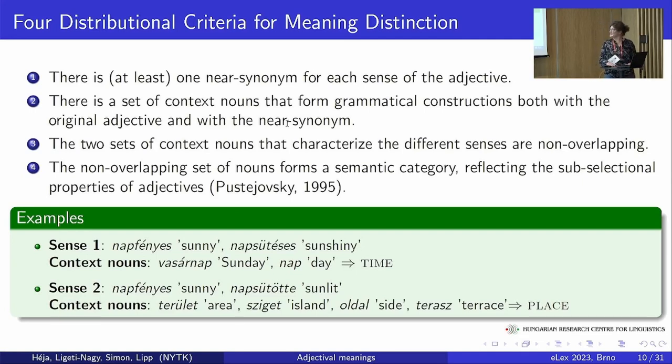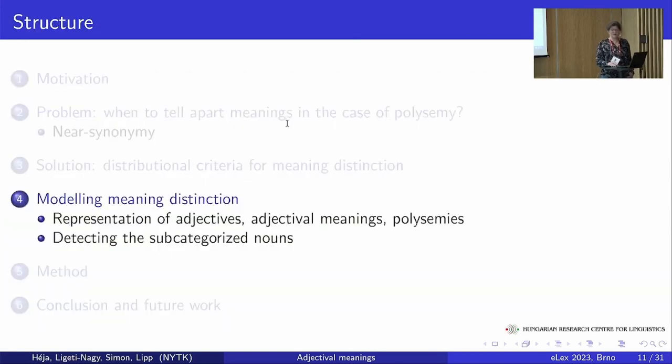The context nouns in the first sense refer to time expressions, that is Sunday and day. And the context nouns for the second sense, like area, island, side, and terrace, refer to places. So we have two semantic fields with different nouns. Okay, how did we do these automatic extractions?